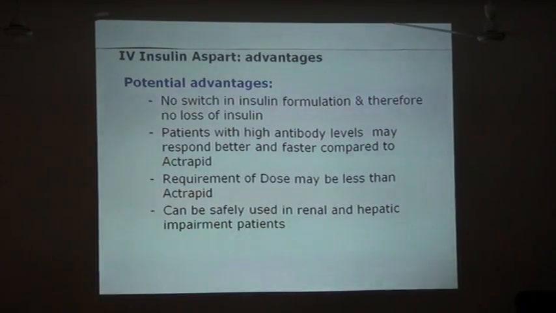There it is much better if you give IV aspart, and then you will see that it comes down to around 7, 8 and they are getting control, where probably 12 units would otherwise be required. And there the chance of going up every hour, you would have a rebound hypoglycemia, which is sometimes a problem. The dose requirement may be less than with Actrapid because of more absorption, and it can be safely used in renal and hepatic impairment patients. There is no contraindication at all.